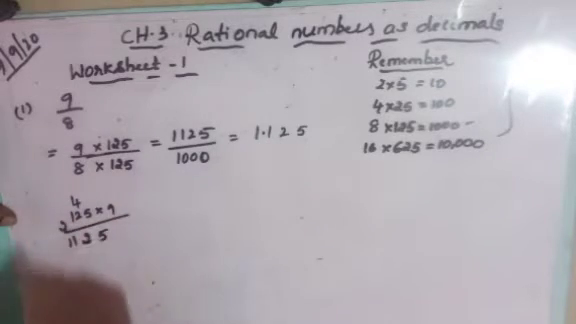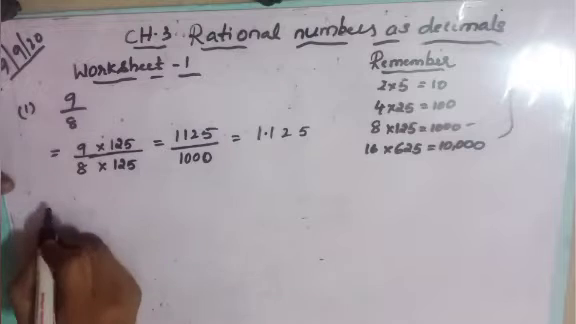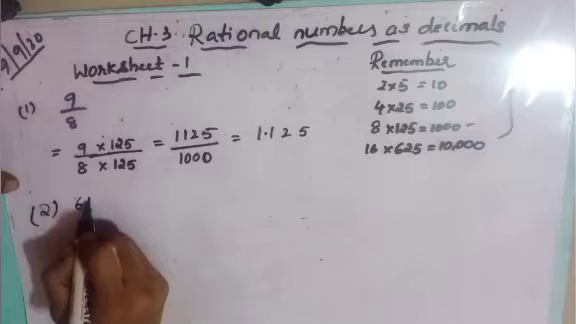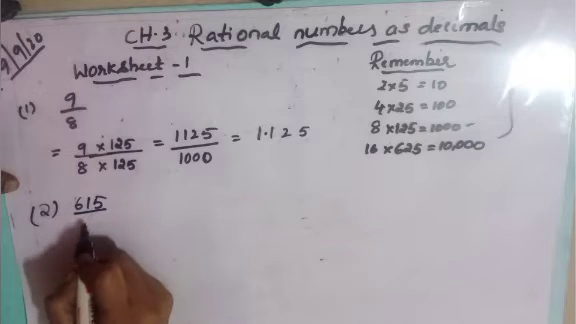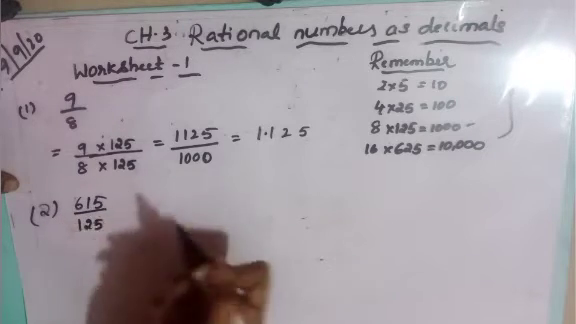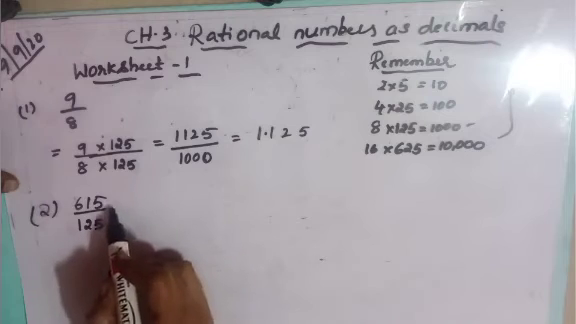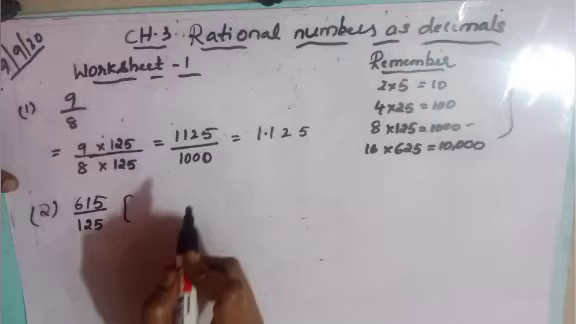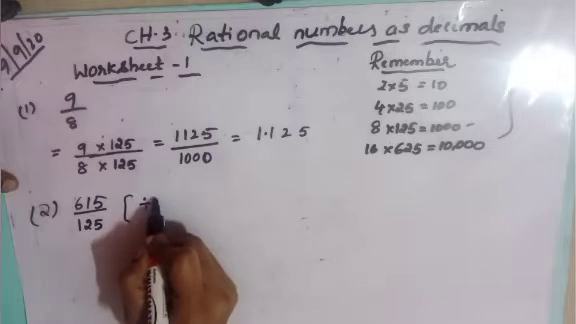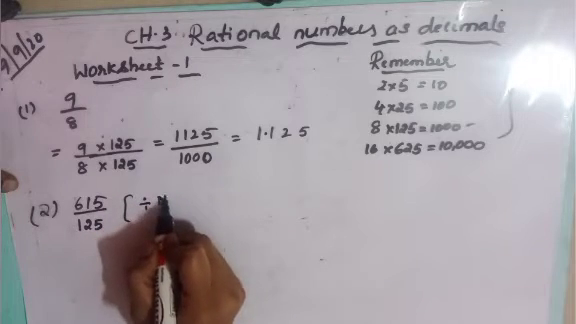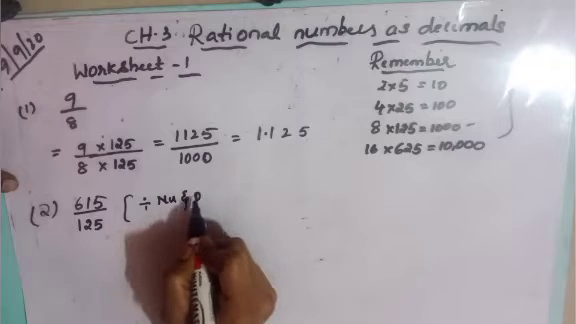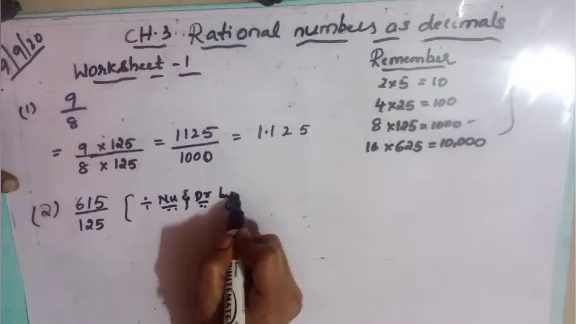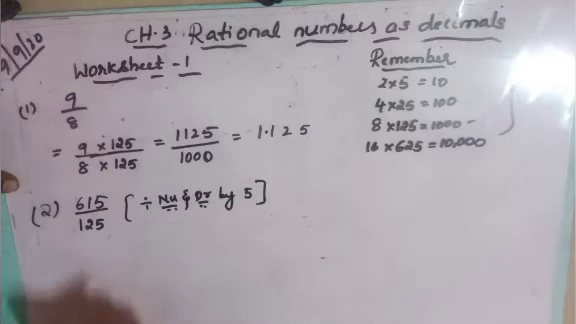Next, let us go for the next example. Let us solve the second one, that is 615 divided by 125. Now 615 divided by 125 is divisible by 5. So let us divide numerator and denominator by 5. Then it will be easy to convert.